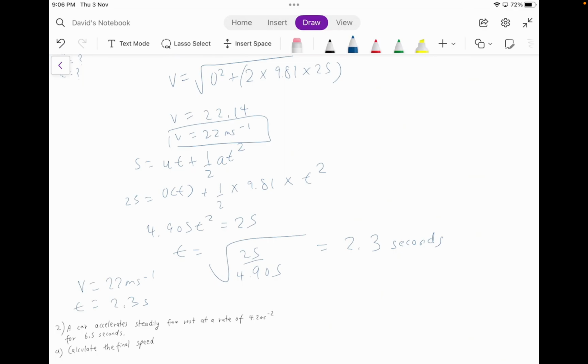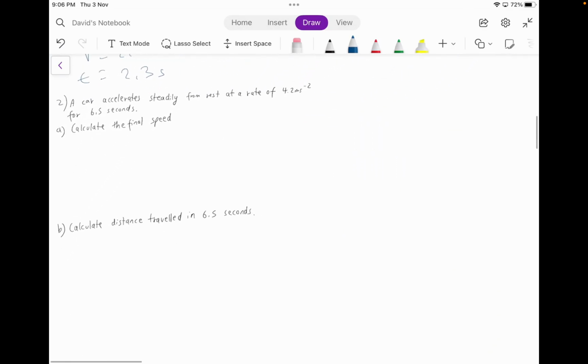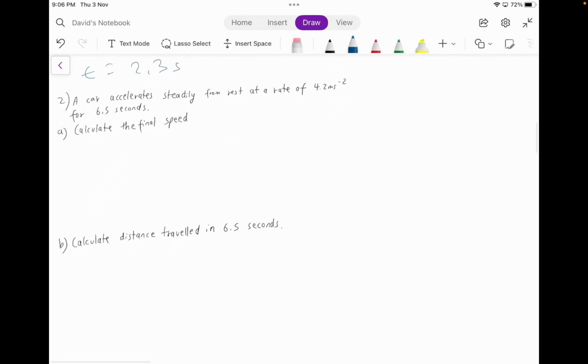Let's move on to the second question. The second question is where a car accelerates steadily from rest at a rate of 4.2 meters per second squared for 6.5 seconds. Calculate the final speed. Now these questions, you really have to understand how they work. So the first thing I would like to do is to write the word SUVAT. Always, it really helps a lot.